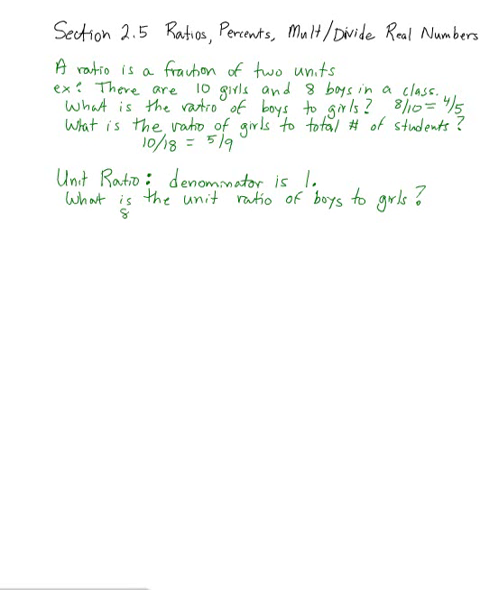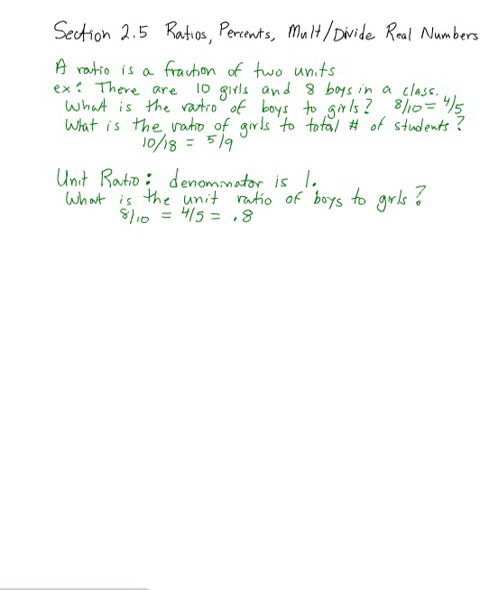Well, once again, our ratio was 8/10, which would be 4/5. Now, how do you get 1 on bottom? Well, you take your calculator and you go 4 divided by 5, and you should get 0.8. So our unit ratio, we would write it as a decimal, 0.8. Not all unit ratios will be decimals, but most of them will.